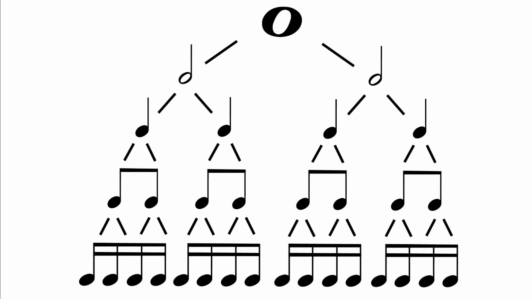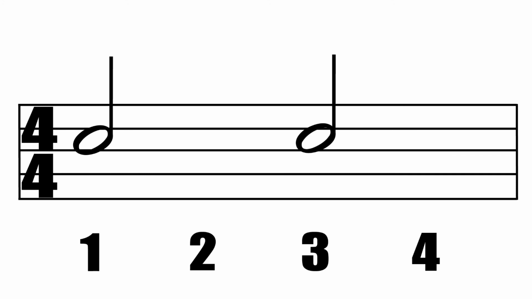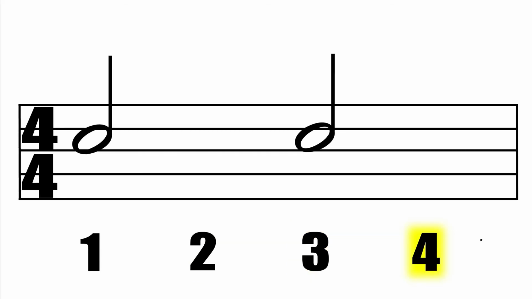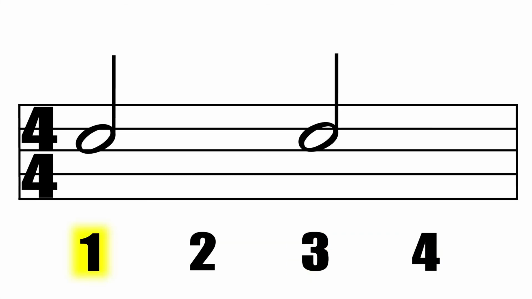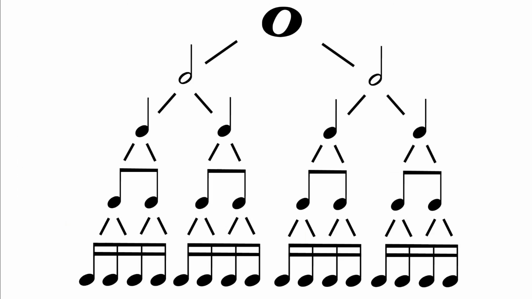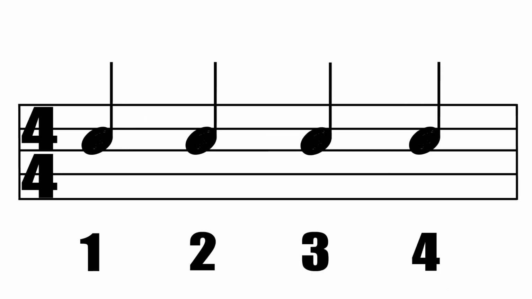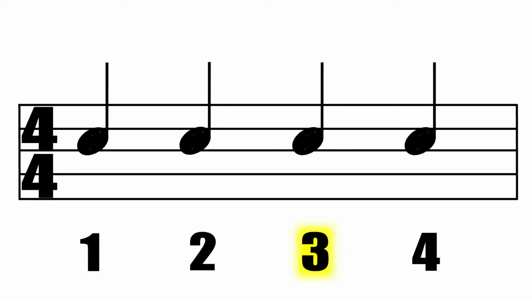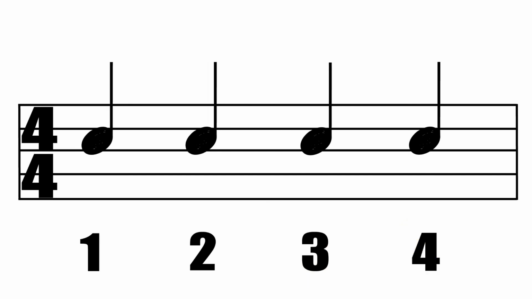Now if we were to replace the whole note with half notes, we could fit 2 notes within the measure. So we would count the measure like this: 1, 2, 3, 4. Striking the instrument once on beat 1 and once on beat 3. If we were to replace the half note with quarter notes, we could fit 4 notes in the measure. So we would count the measure like this: 1, 2, 3, 4. Striking the instrument on each beat.